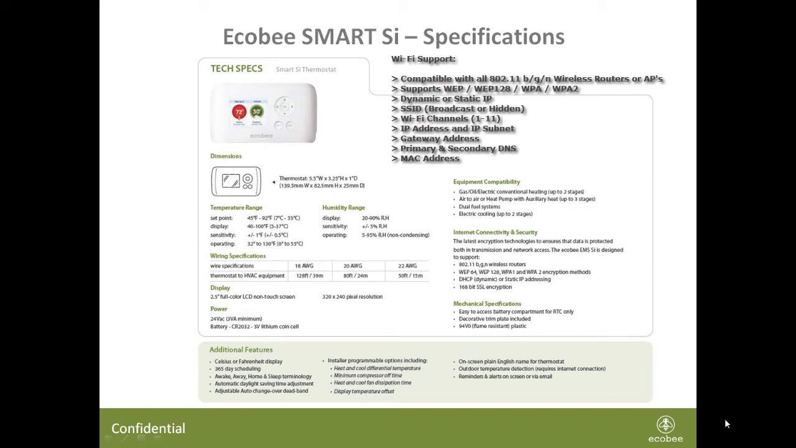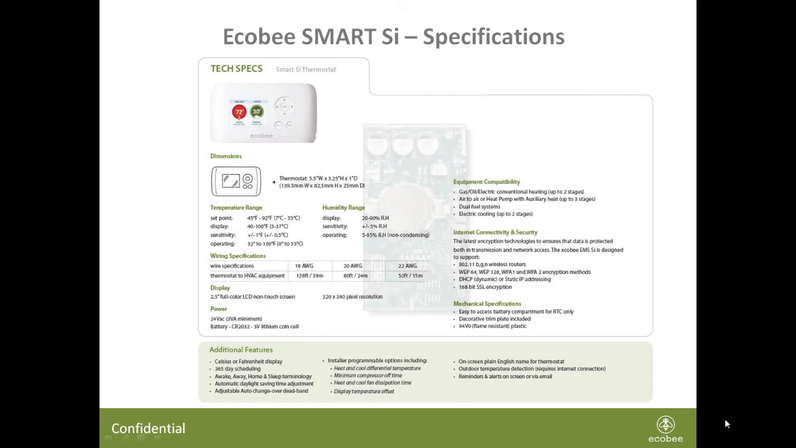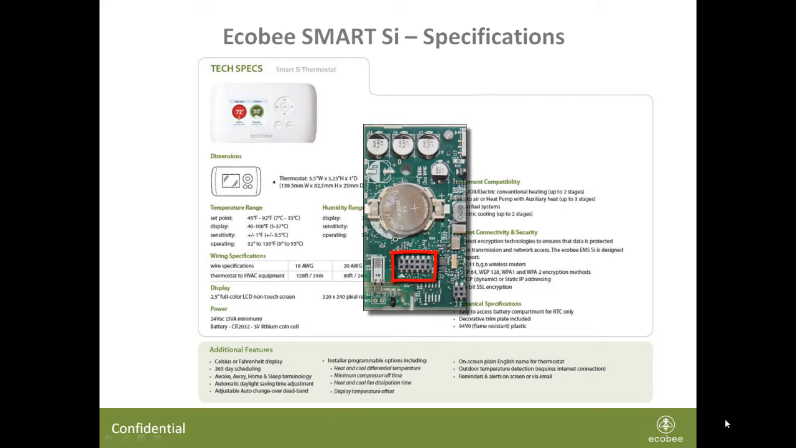An updated built-in Wi-Fi radio will connect to any wireless B/G/N access points or routers. It will support most common methods of encryption so the customer can maintain their existing security levels. The Smart SI has an additional radio slot that can accommodate other radio technologies.